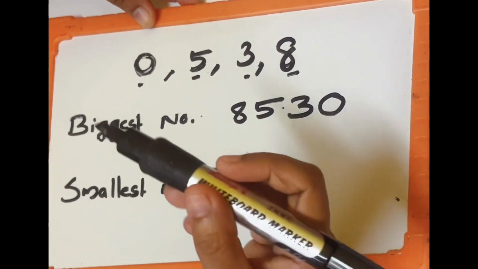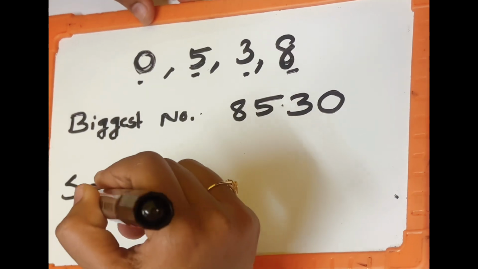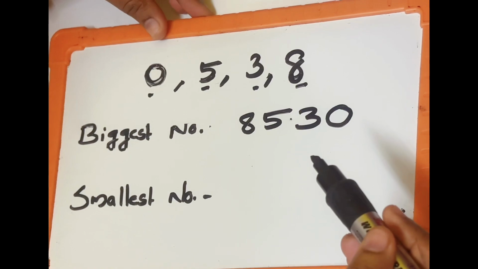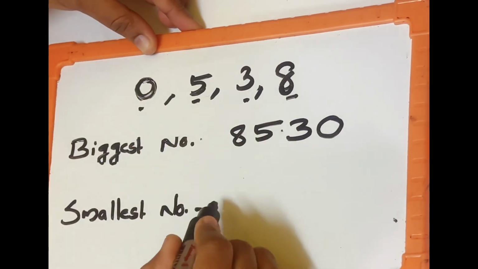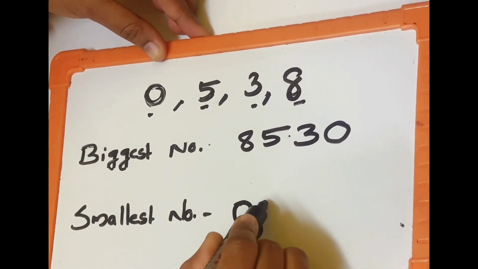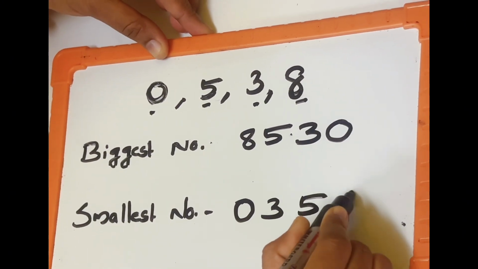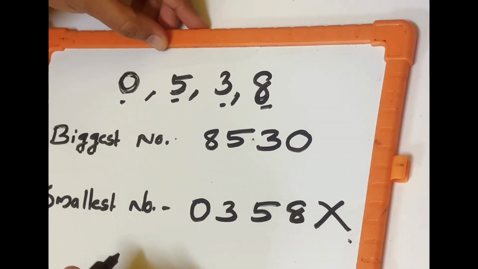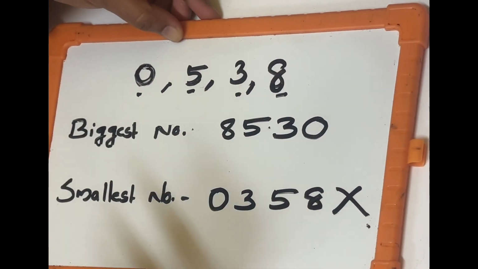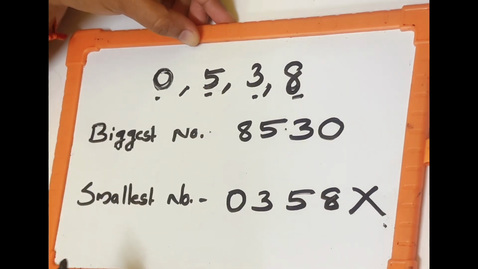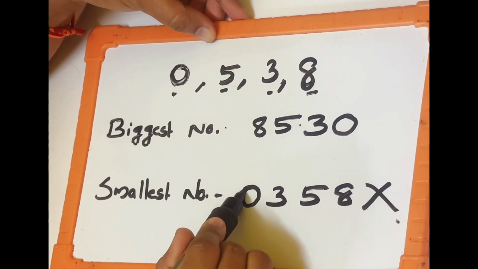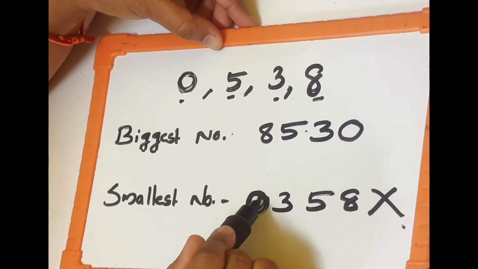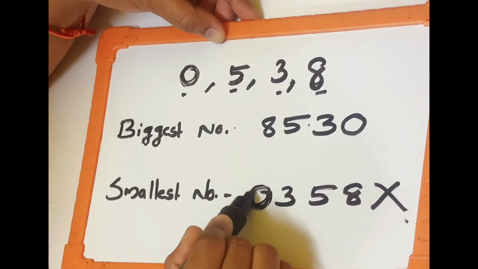That is correct. So for getting the smallest number, what do we have to do? For that we have to arrange the numbers in ascending order, right? Here, which is the smallest number? 0 is the smallest, then 3, then 5, then 8. Is this correct? No, it is wrong. How can we make the smallest number from these digits? Here, 0 will come in the first position, right? But if we write it first, 0 does not have any value.